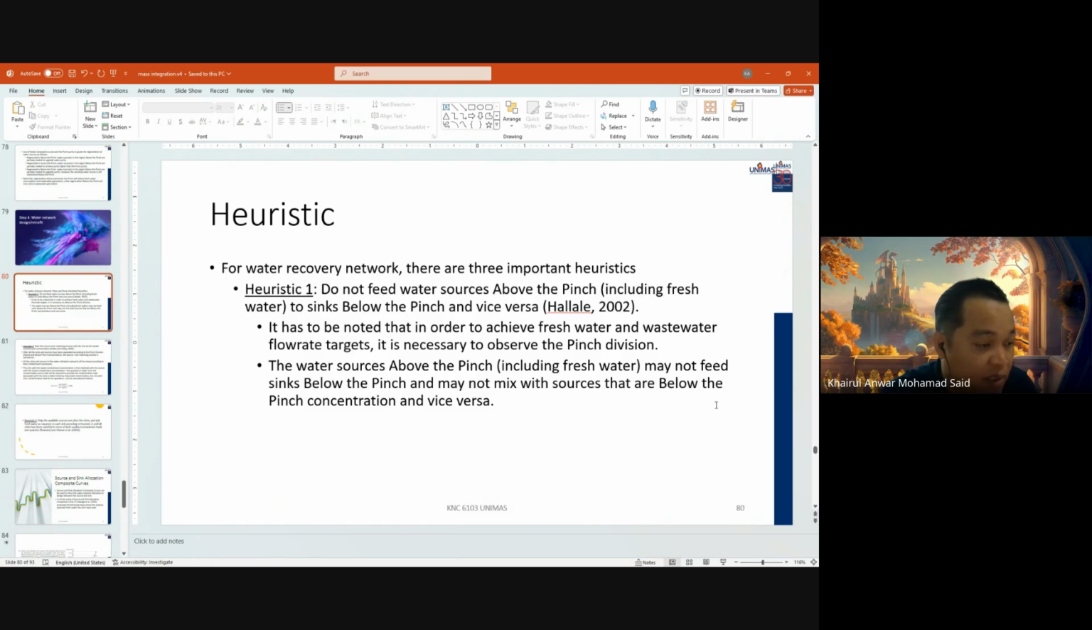Heuristic number two is cleanest matches first. Start matching your cleanest source to your cleanest sink. You should follow this. Heuristic number three is map sources sequentially. Cascade spent water down to lower quality portions before introducing fresh utility water.